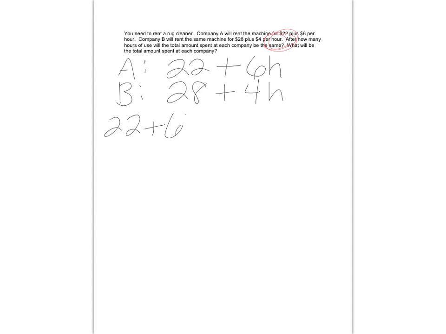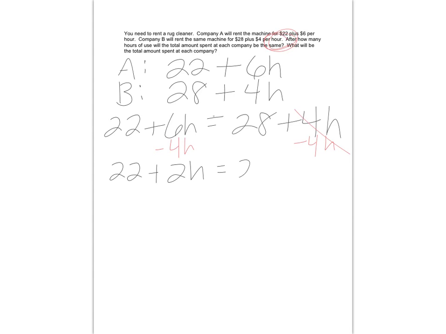22 plus 6h equals 28 plus 4h. Now then, I need to get my h's together. So let's subtract the 4h from the right side and the left. 22 plus 2h equals 28.